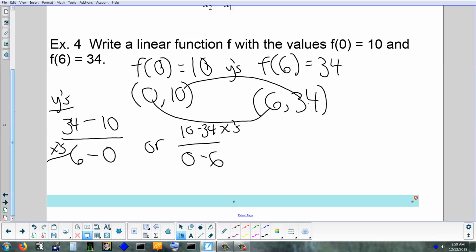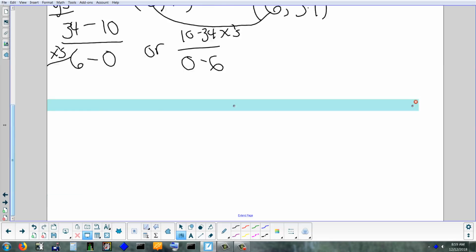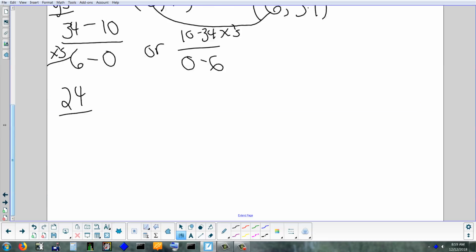All right? I'm going to do it Yusuf's way because I'm not going to end up having to deal with any negatives. So 34 minus 10. What do I get when I do that, guys? 24. 6 minus 0. 6. Simplify it. 4. Good, Nicole. What did I just solve for? What letter did I just solve for to plug into my... m? Good, my slope. So m equals 4.